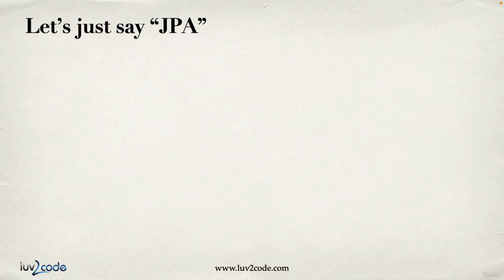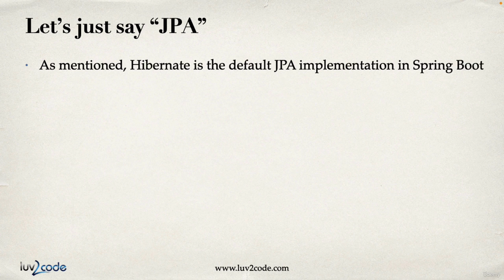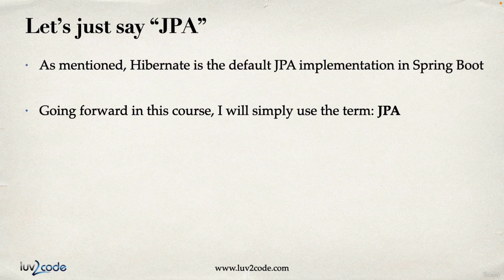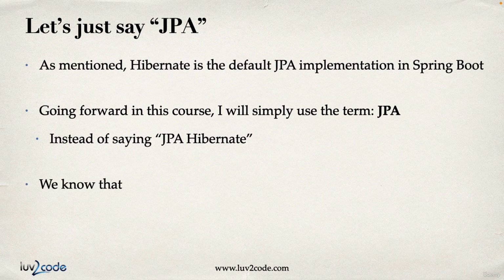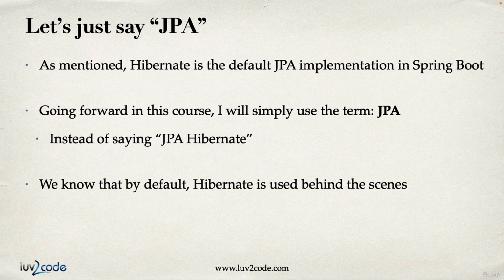Let's just say JPA. As mentioned, Hibernate is the default JPA implementation in Spring Boot. Going forward in this course, I'll simply use the term JPA, instead of saying JPA Hibernate or Hibernate JPA, because we know that by default, Hibernate is used behind the scenes.